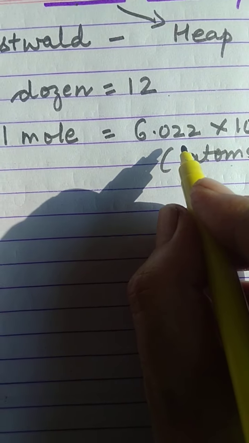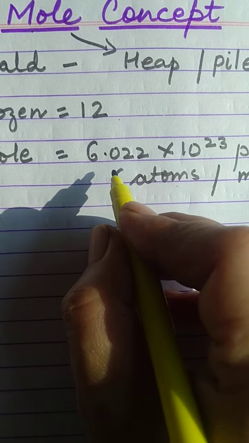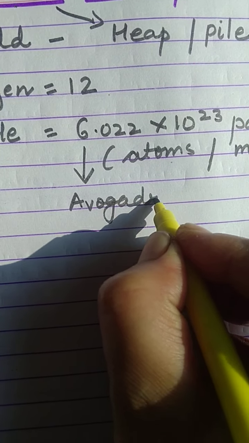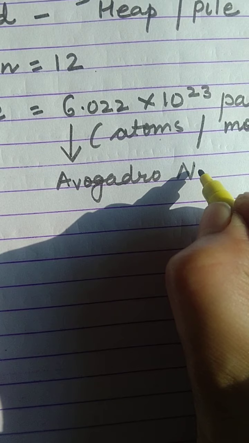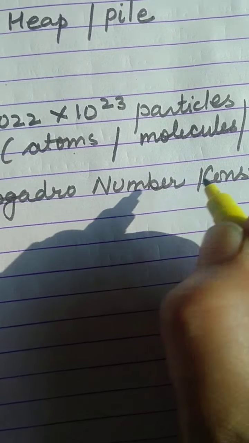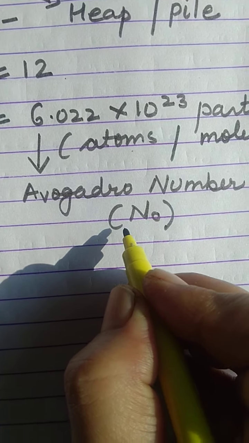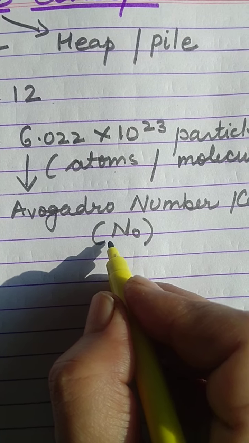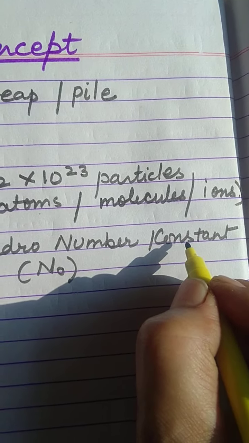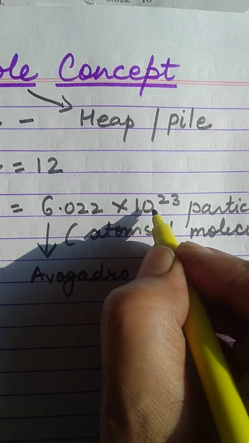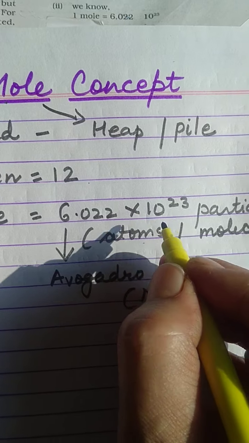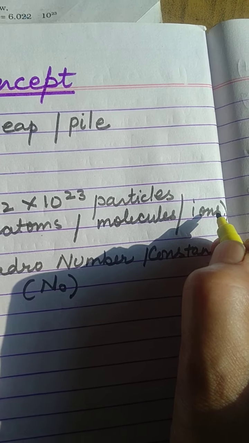And since 1 mole is always equal to this value, it is known as Avogadro number or Avogadro constant, represented by NA. So in a numerical, in any question, or in NCERT, if you see this symbol NA, it means Avogadro constant or number, which represents this value. So 1 mole of any element is equal to this many atoms or molecules or ions.